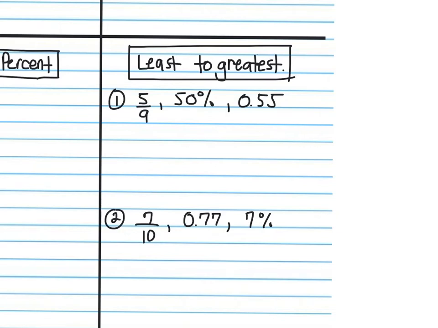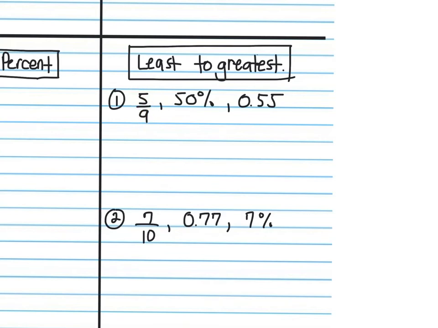So for number 1, we're going to order these from least to greatest, and you want to write all the numbers in the same form. So you can either choose to write them all as decimals or all as percents. You could do all as fractions as long as they have a common denominator, but usually decimals or percents work the best. So again, you can use your calculator to change 5/9 into a decimal.